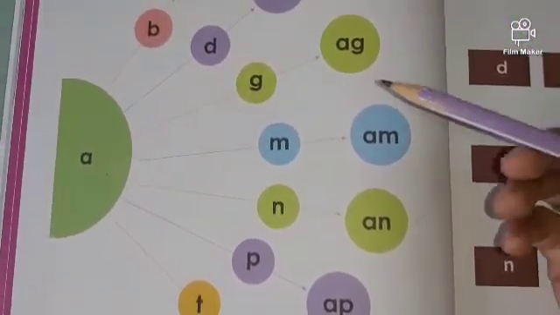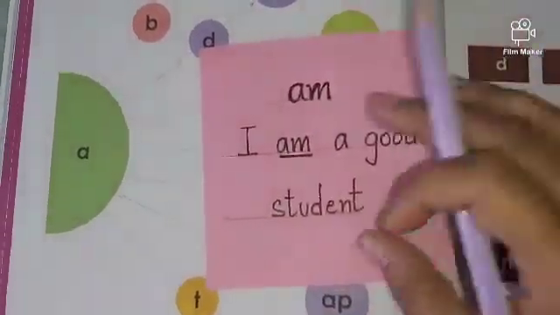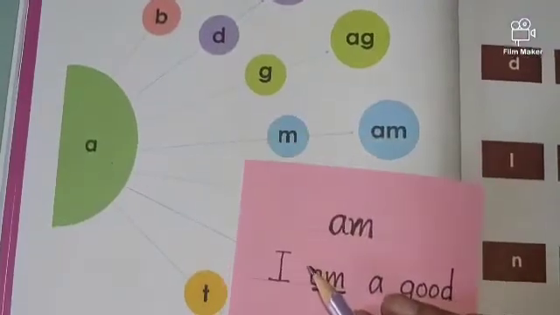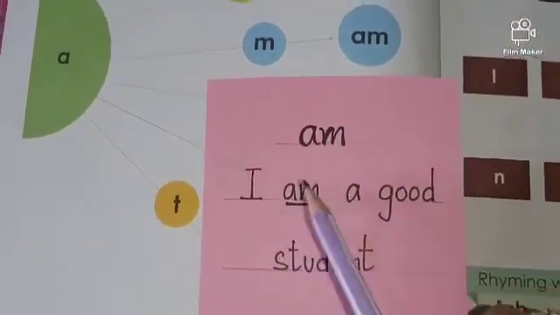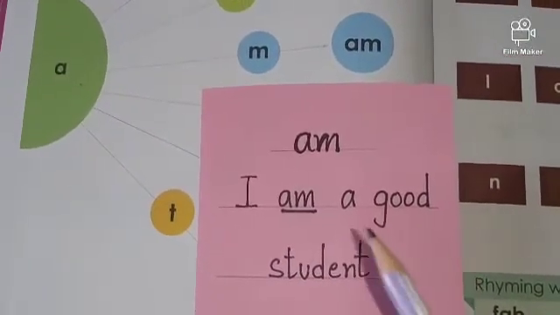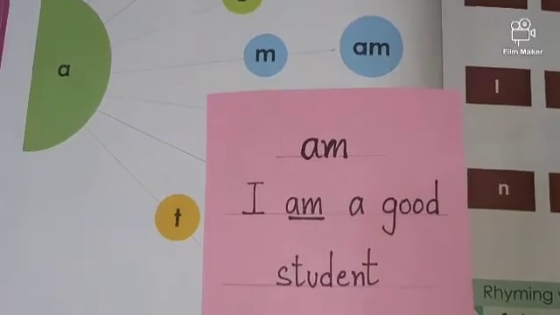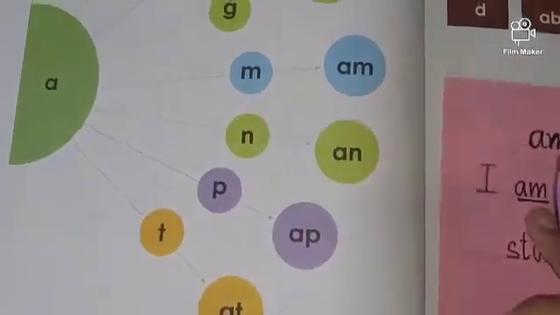Which sight word will we see first? am, am. So here it is. am. I am a good student. Where do you find the sight word in this? Yes, here in the middle. So you see, you found the sight word here in the sentence.